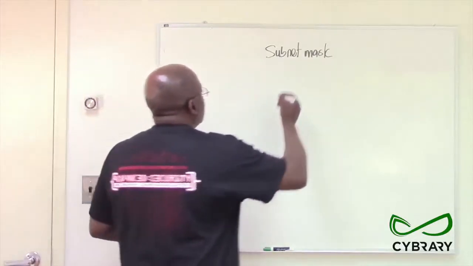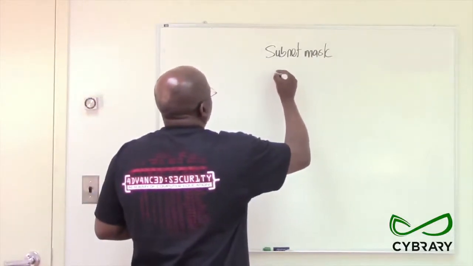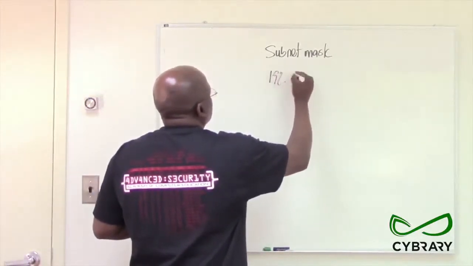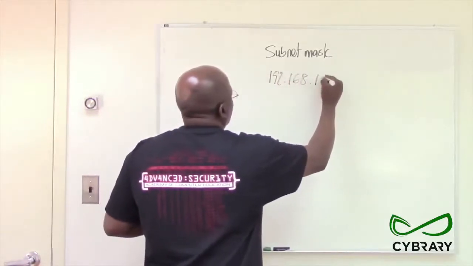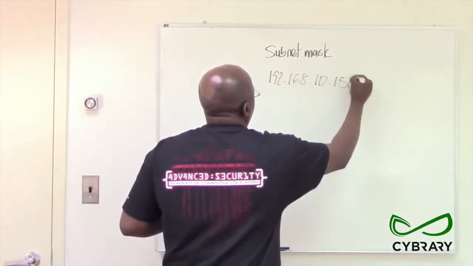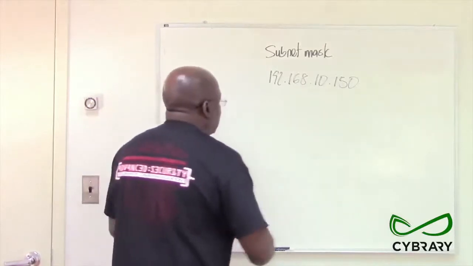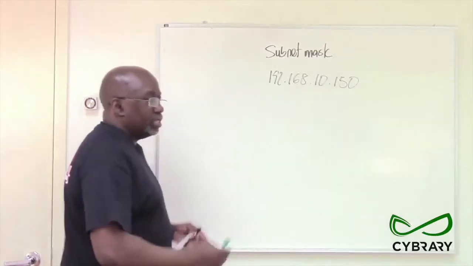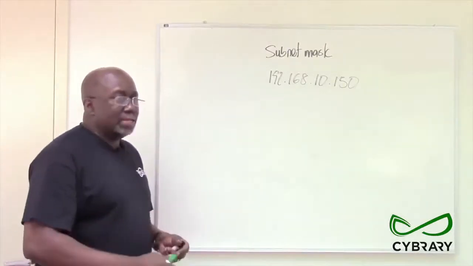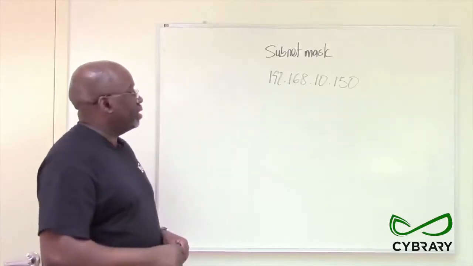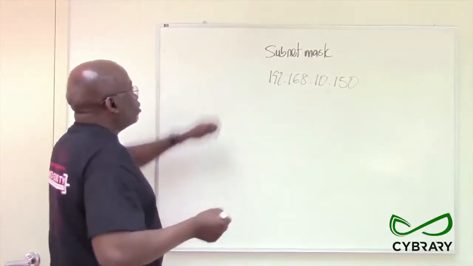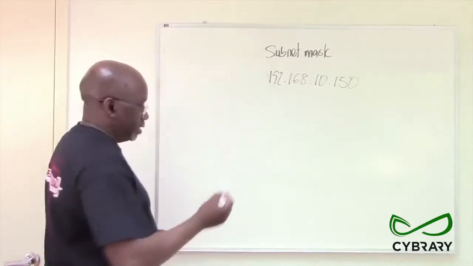So if we were to consider an IPv4 address of, say, 192.168.10.150, this address actually consists of two portions, the network portion of the address and the host portion of the address. The function of the subnet mask is to tell us this.